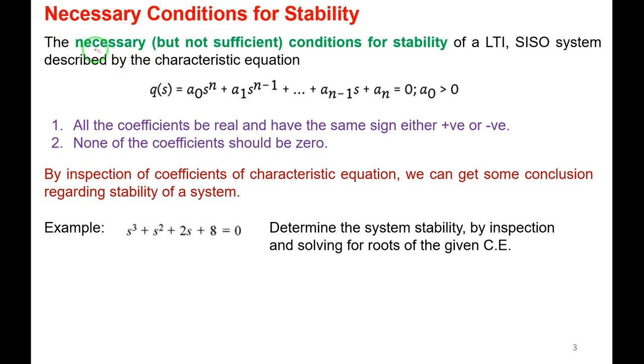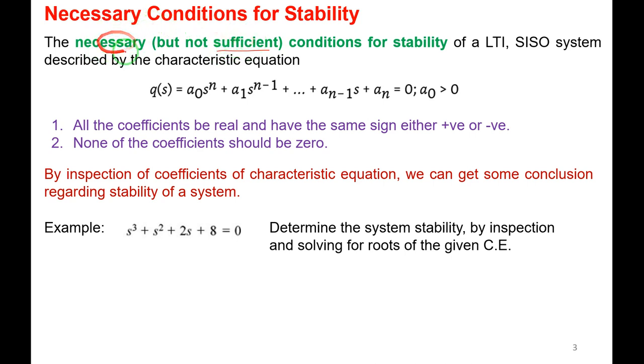Necessary conditions for stability. If I say that the system is stable, it has to satisfy this necessary condition. But there is something called a sufficient condition also. There are two conditions: necessary condition and sufficient condition. Initially, we will see the necessary condition for stability. If I say that the system has to be stable, it has to satisfy both the necessary condition as well as the sufficient condition.